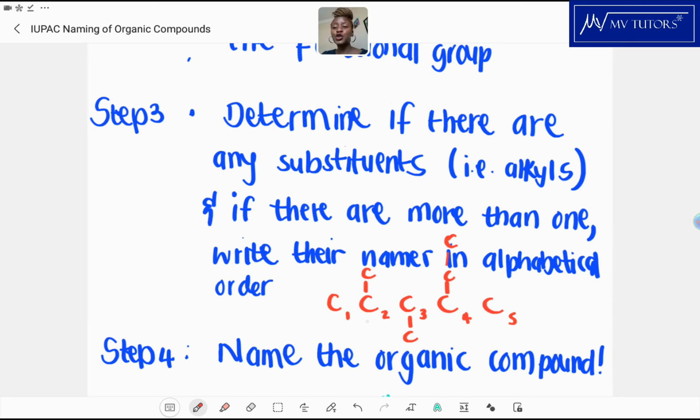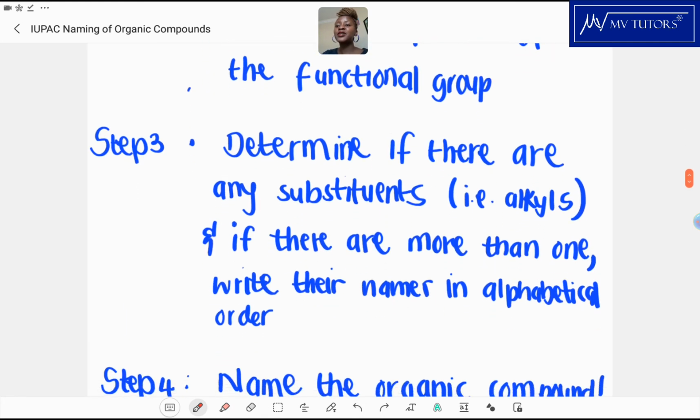comma 2, comma 3 dimethyl, because I have 2 methyl groups, so it'll be di. And then I have 1 ethyl group. But I will start with the ethyl because E comes before M. All right, let me just remove all of that. And again, determine if there are any substituents, branches, and if there are more than one, write their names in alphabetical order.